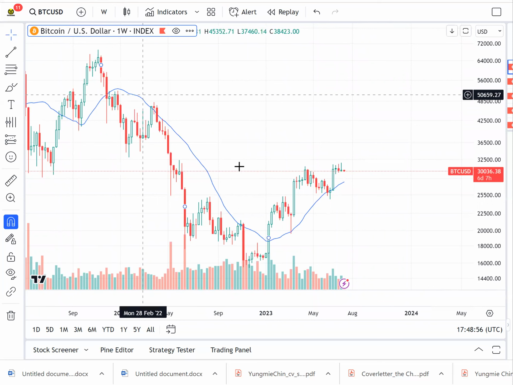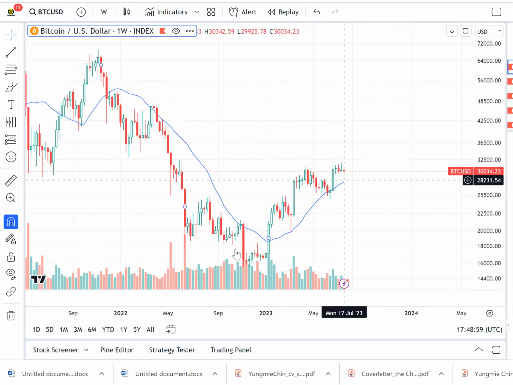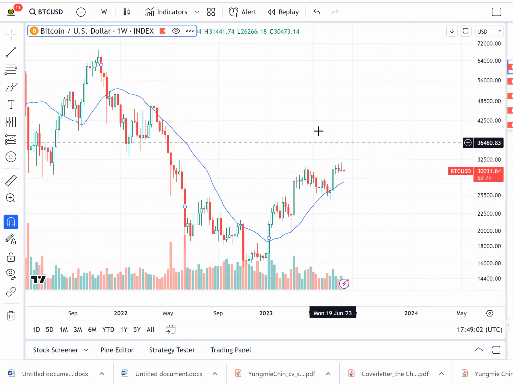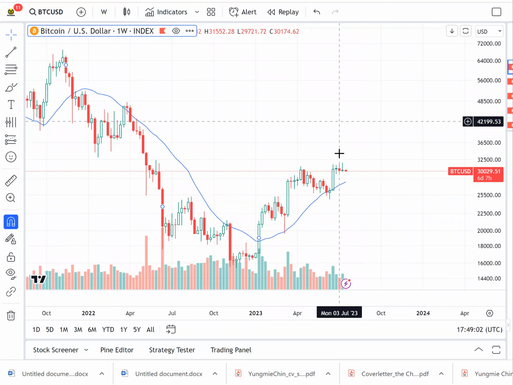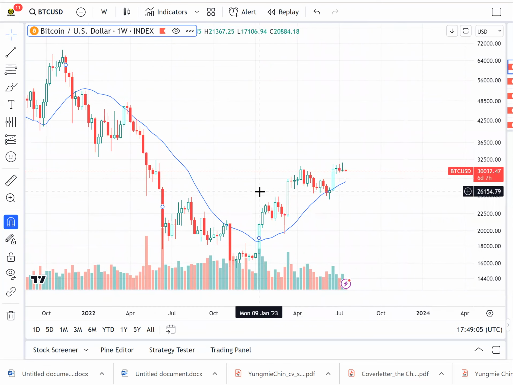You can set this moving average on your chart as a reference. It's quite a helpful indicator, I would say.